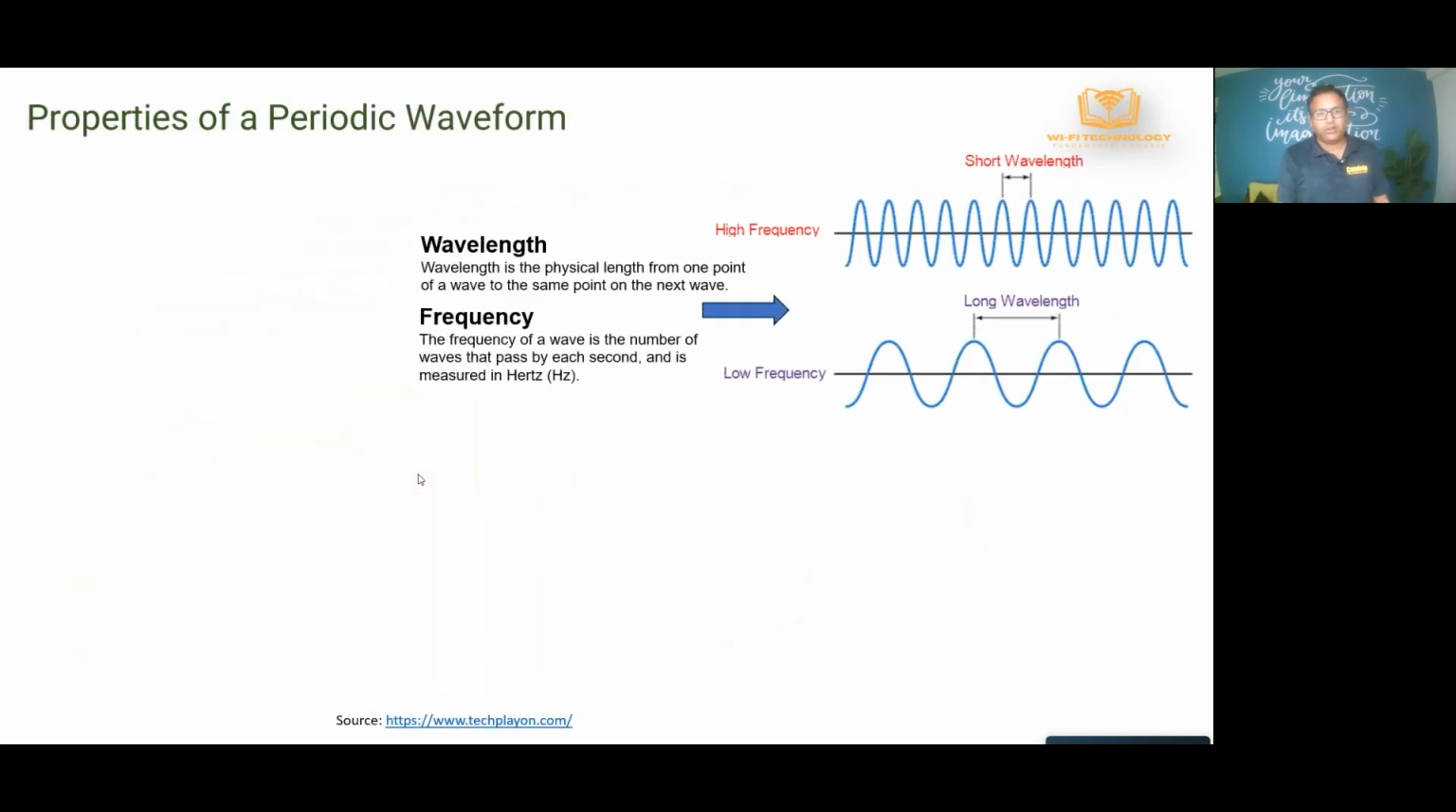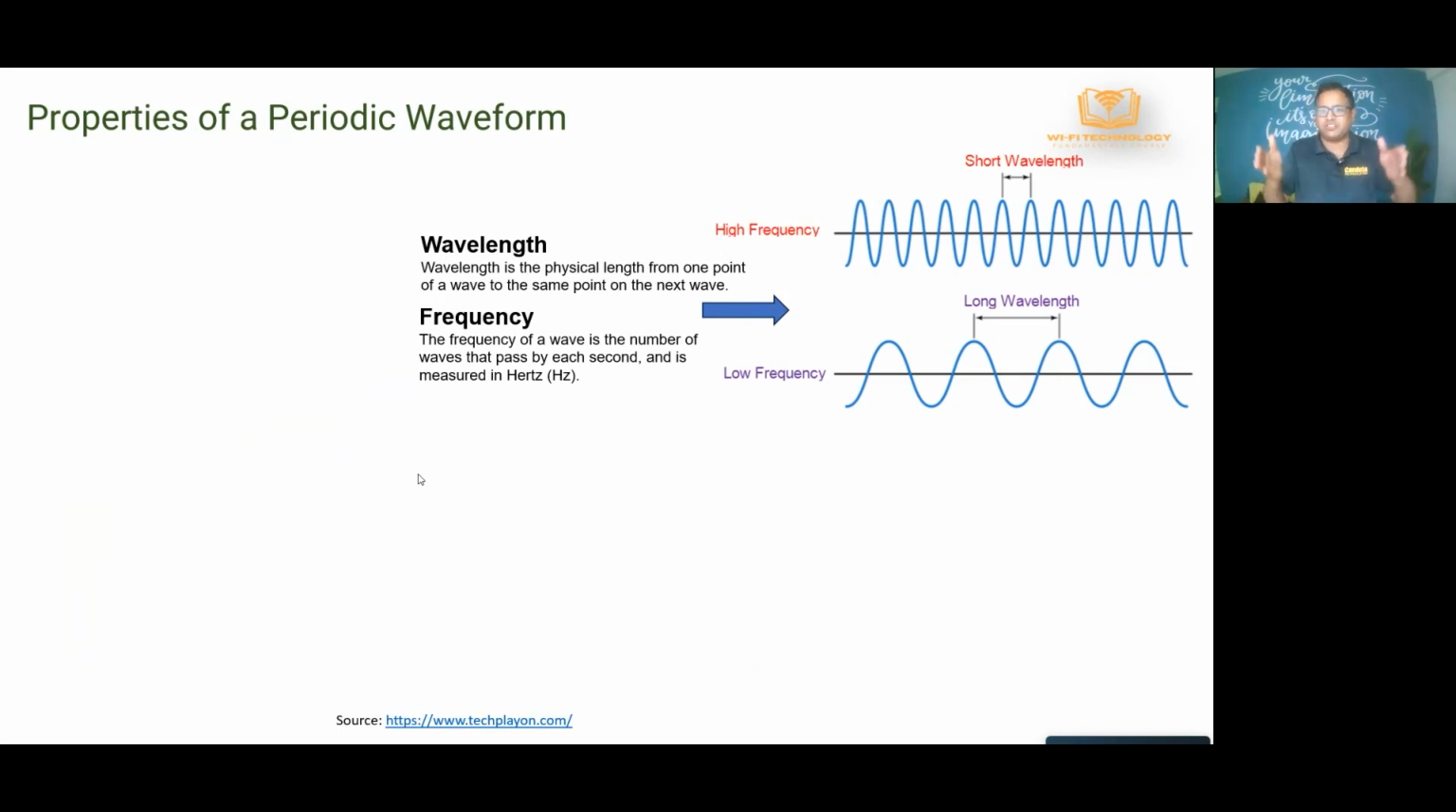Okay, so what are the fundamental properties of a periodic waveform? So we talked about frequency. That's a fundamental property. Frequency, as I mentioned before, is the number of cycles within 1 second. And then there is something called a wavelength. What is a wavelength? A wavelength is the distance between any two similar points within a waveform.